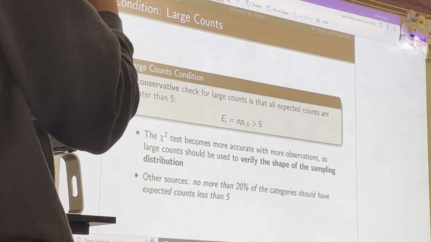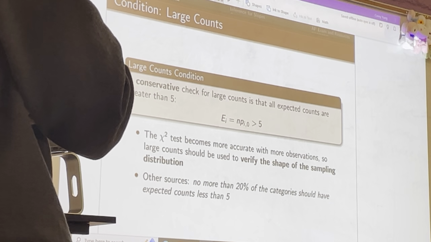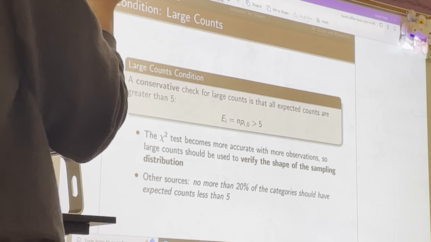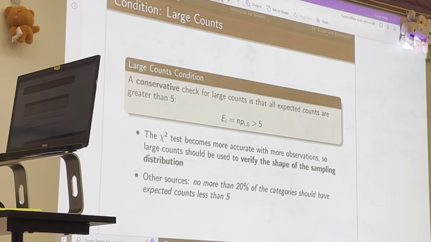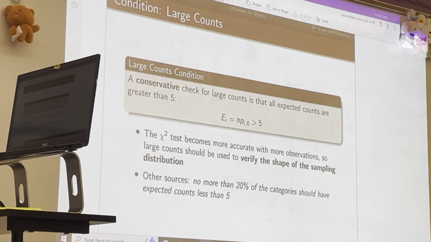So that's our new condition that we have to check now. All right? Which isn't a very difficult one because we could compute expected counts on the calculator pretty quickly. So it's a very easy check. Okay? This is almost equivalent to n times p, n times 1 minus p being greater than 10. It's almost the same as that, except we just do it across all categories.